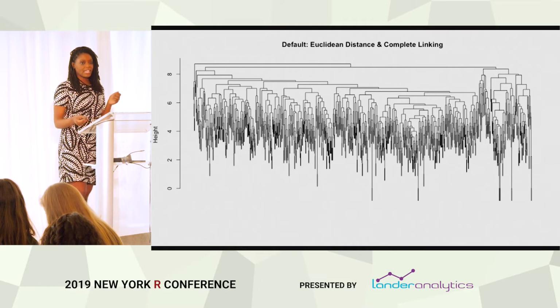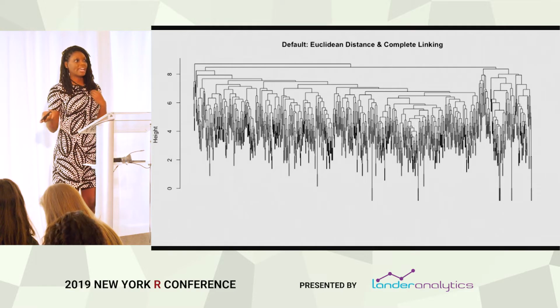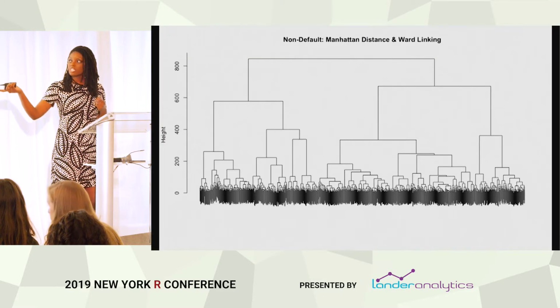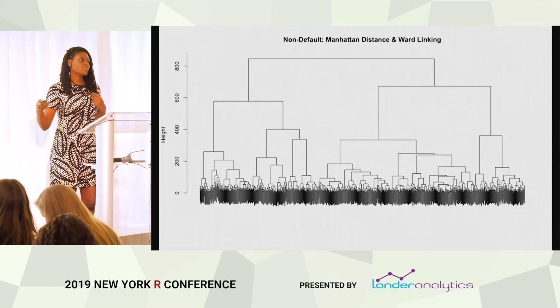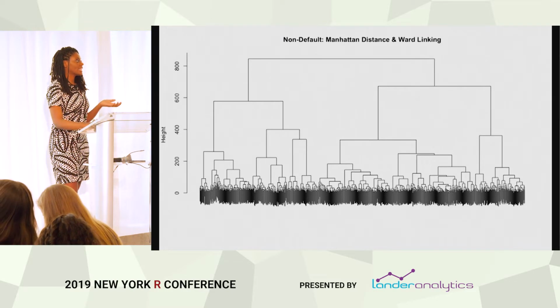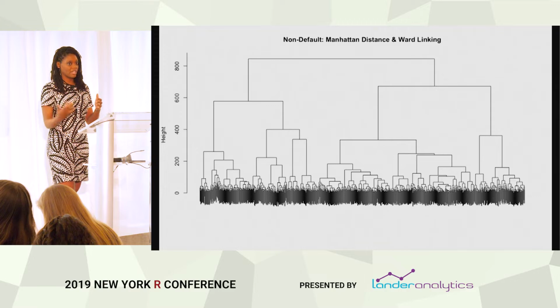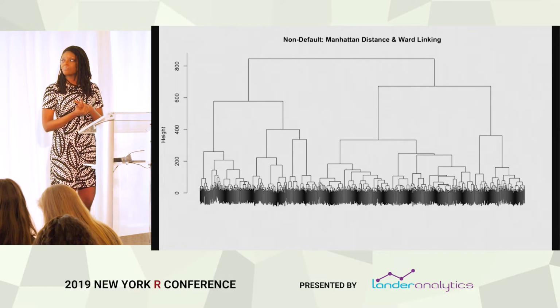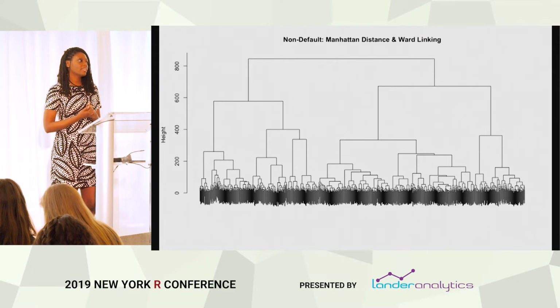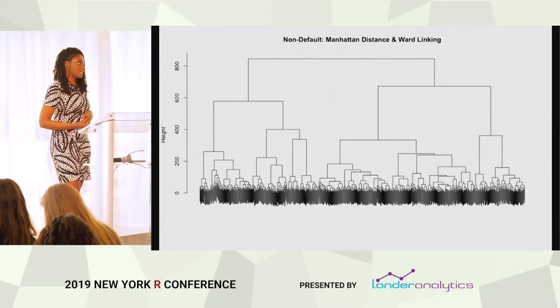But I played around, and another popular distance metric is Manhattan distance. I changed my distance metric, and now you start to see structure, kind of like what you would see if you're looking at some sort of animal kingdom diagram. And so at this point, I had measured properly, and now it was time for me to season to taste.